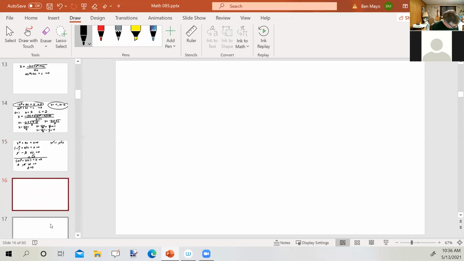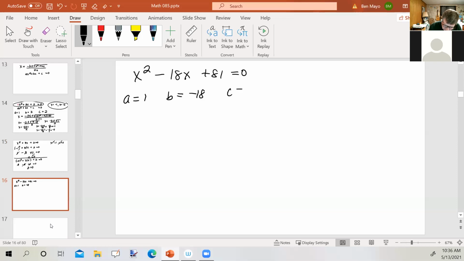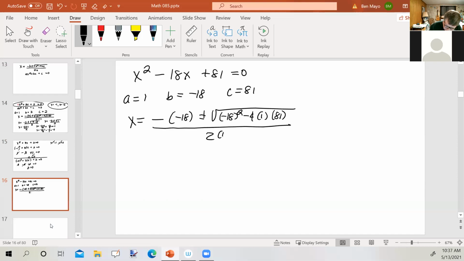Let's see here. We have x squared minus 18x plus 81 equals 0. This is in the form ax squared plus bx plus c equals 0. a is 1, b is -18, and c is +81. So using the quadratic formula, x equals negative b plus or minus the square root of b squared minus 4ac all over 2a.